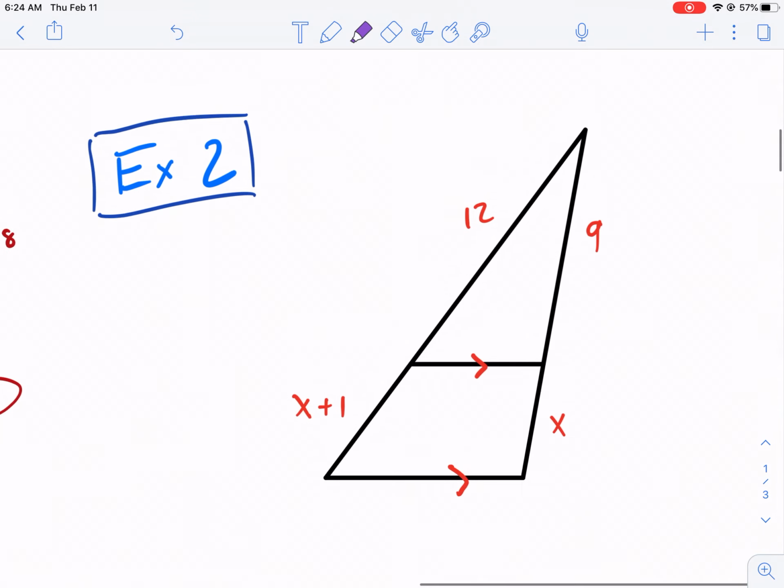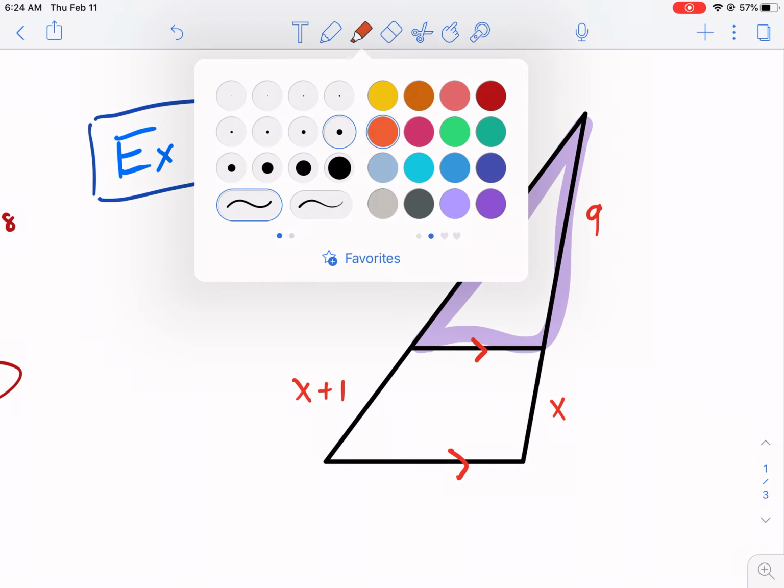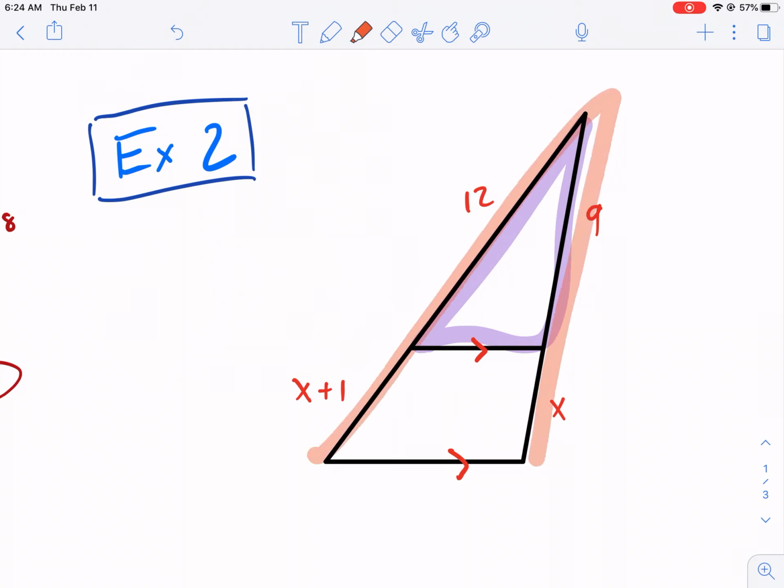I want you to understand why this works. Okay, example 2. We have parallel lines here. So guess what? We have two similar triangles at play here. We have this triangle here, and we have this big triangle here. You don't need to know that if you already understand the side splitter theorem. I just wanted to kind of highlight that information.